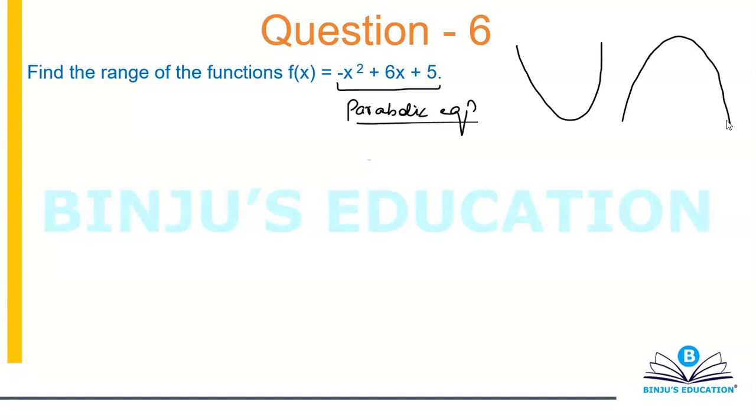If the coefficient of x square is positive, then it's an upward parabola. If the coefficient of x square is negative, then it's a downward parabola. So in this case, this will come out to be a downward parabola because the coefficient of x square is -1. Now the way to calculate the range whenever you have a quadratic function, the process is known as completing the square.